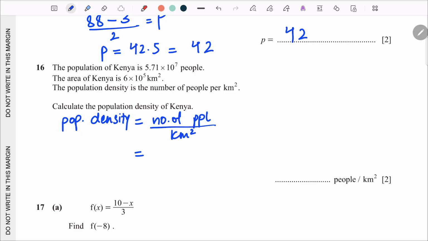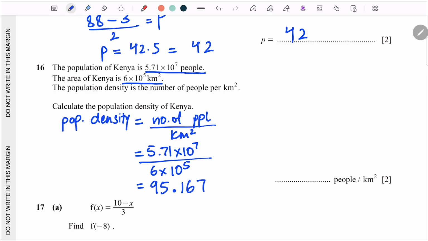The number of people is given in the question, that is 5.71 times 10 to the power 7. And the area is also given. The area of Kenya is 6 multiplied by 10 to the power 5 kilometers squared. So 6 times 10 to the power 5. When we put this in the calculator, we get the answer 95.167 people per kilometer squared.